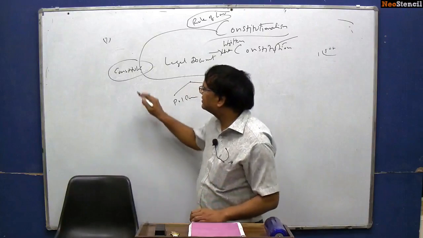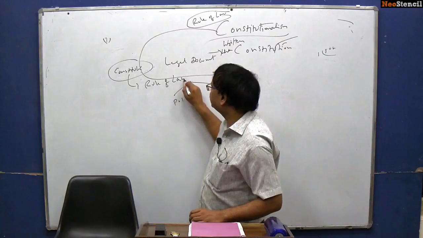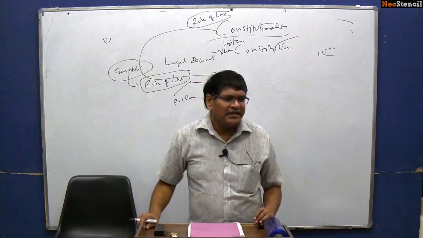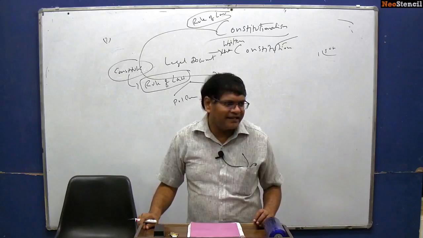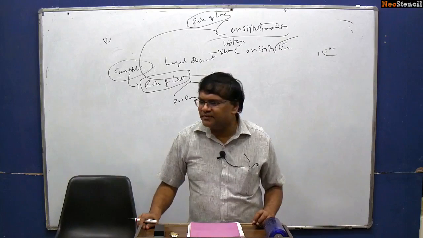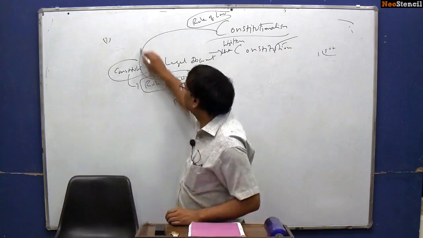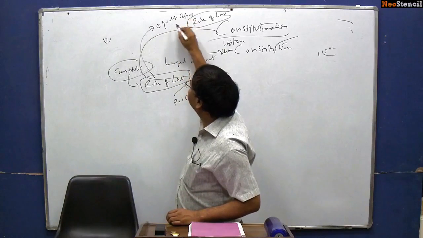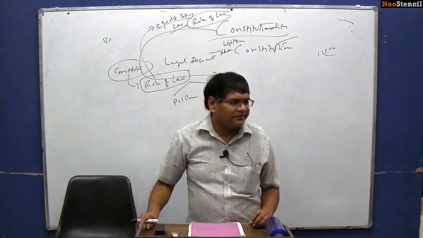What we are saying is that constitutionalism focuses on one thing: strict implementation of rule of law in both letter and spirit. What is the essence of rule of law? You talk about equality before law, equal protection of laws, separation of powers.